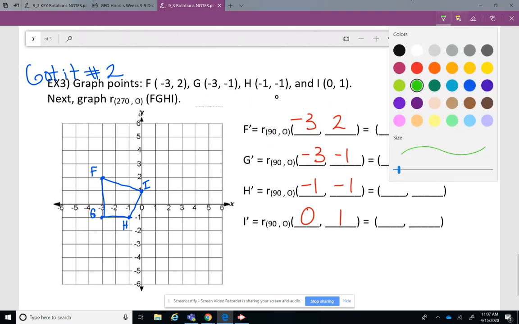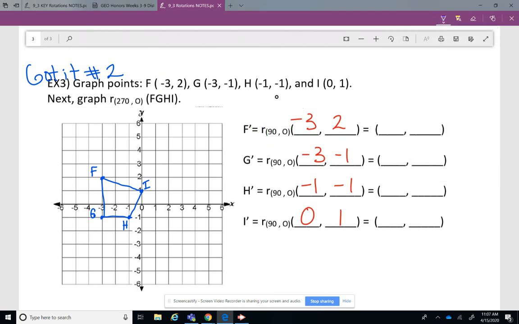We're going to use the rule because that's the easiest way to do it. All right, so let's do purple. So we're going to take, oops, put this back. And we're going to switch them first. You see how they're switched? Okay, so we're going to do 2, negative 3. And we're going to do negative 1, negative 3. And we're going to do negative 1, negative 1. And we're going to do 1, 0. Okay, so I switched them.